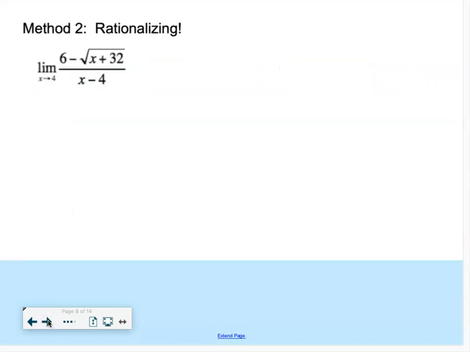Method 2 is called rationalizing. So for this beautiful problem, we plug in a 4 and we get 6 minus root 36, right? What's root 36? 6. So you get 6 minus 6, which is 0, over 4 minus 4, which is 0. This is 0 over 0. What's on the graph when it's 0 over 0? A hole. So does the limit exist or not exist? Limit exists. 0 over 0 means keep going.